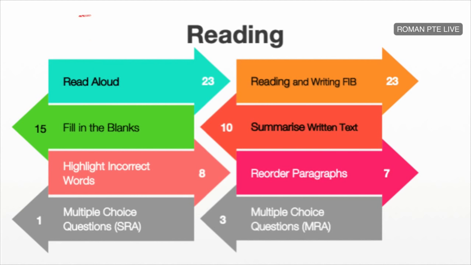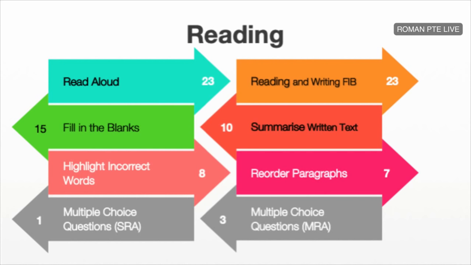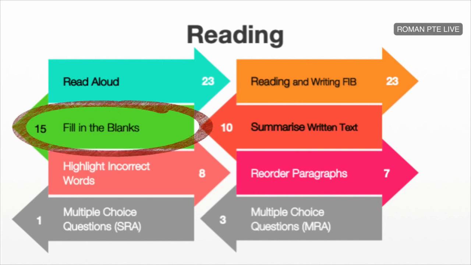Then the next important question type for reading is reading and writing fill in the blanks, which carries 23 points. And you can see that read aloud and reading and writing fill in the blanks both are equally important. For your information, read aloud comes in speaking, and reading and writing fill in the blanks comes in reading. The third important type of question is fill in the blanks, which carries 15 points. It comes in reading and it does not affect any other section.